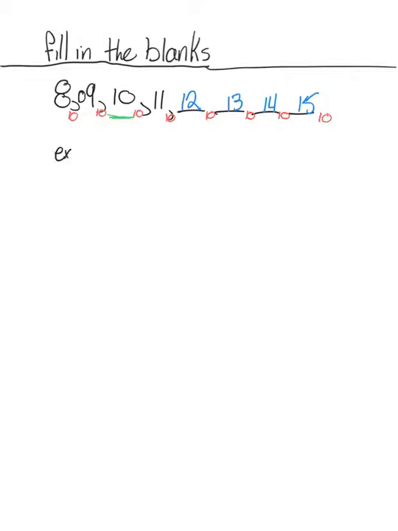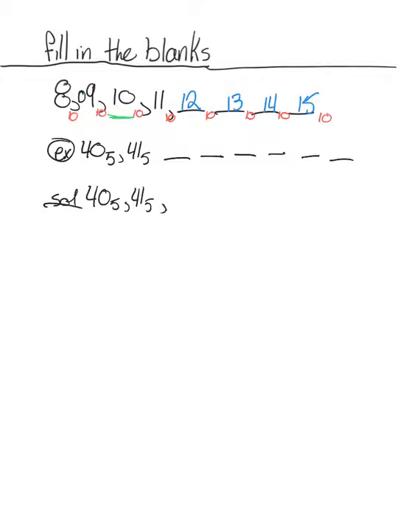So we'll start with example 1. If you want to fill in the blanks for 40 base 5, 41 base 5, and fill in the blanks for the rest. So we know that it starts off with 40 base 5 and 41 base 5. What's the next number? Well, continue the pattern until we get to something that has a 5 in it.